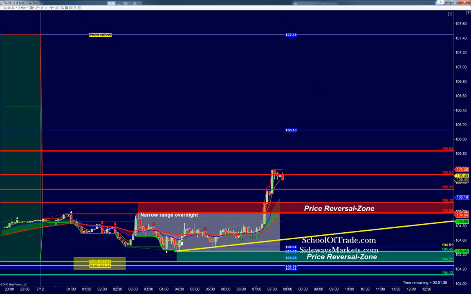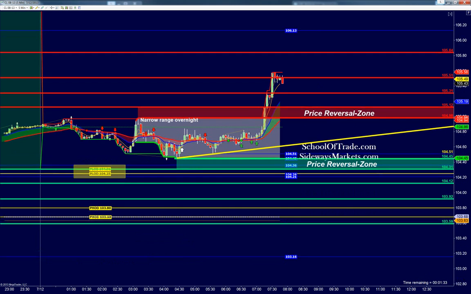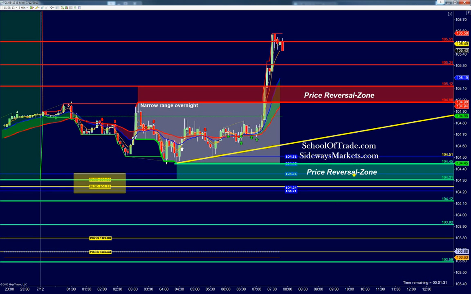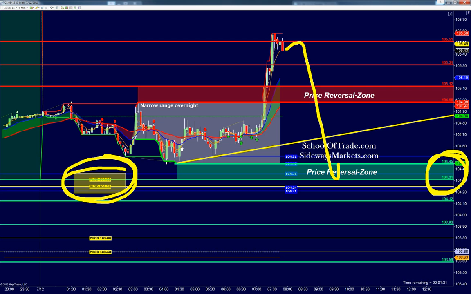As we go lower here this morning, you can see we've already broken that price reversal zone, but we still have a reversal zone below us at 104.45, 104.31. Keep an eye on the previous low of day. This will always be a great spot to be a buyer. So if I'm wrong about this price going higher today, if price does collapse here, we will look for buying opportunities at these lows.